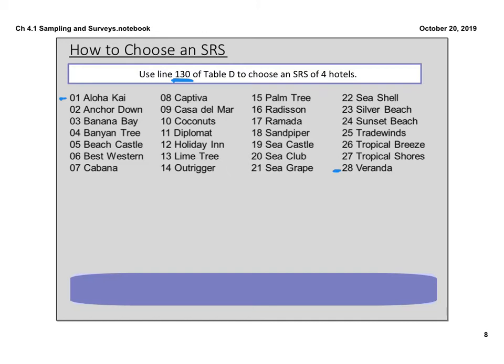So when I go to line 130, I know that I'm looking at groups of 2 because all of my digits are groups of 2. I have 01, 02, 03, all the way up to 27 and 28. So I'm looking for groups of 2 from 01 to 28, and I want the first 4 hotels. The first group of digits I see on line 130 is 69. That is not in our group. Our group goes from 1 to 28, so I'm going to skip over that one.